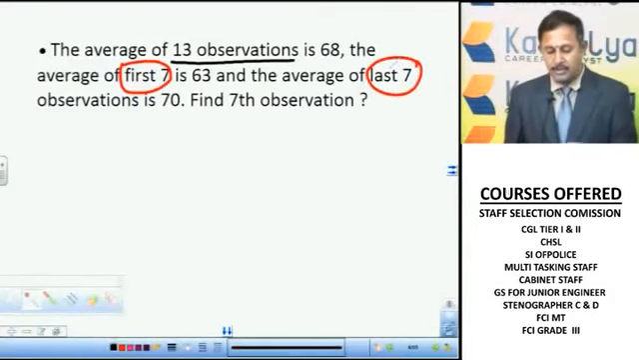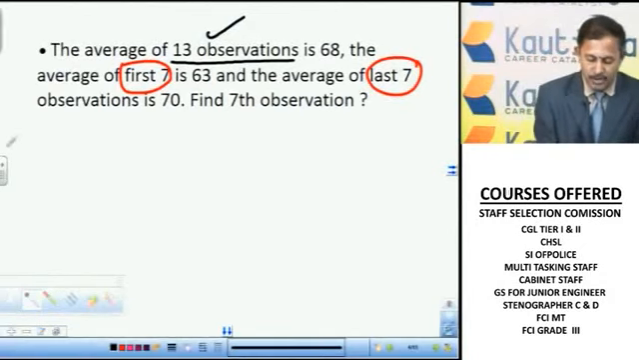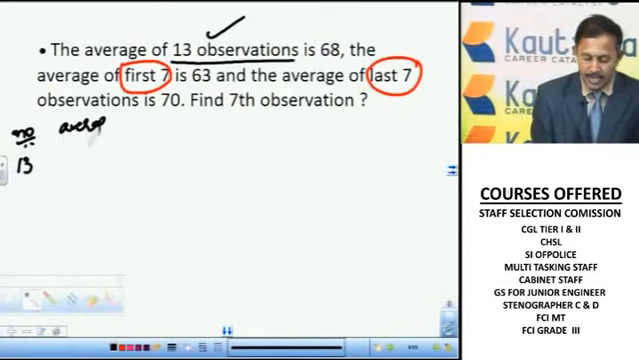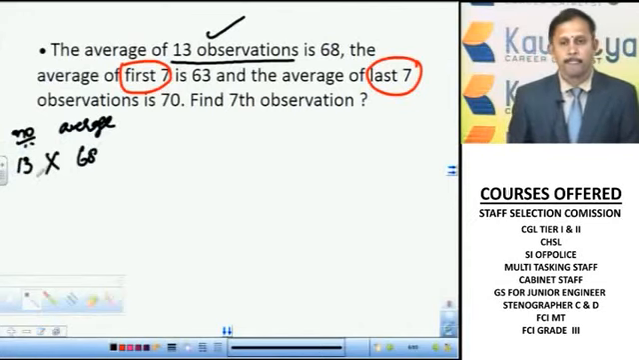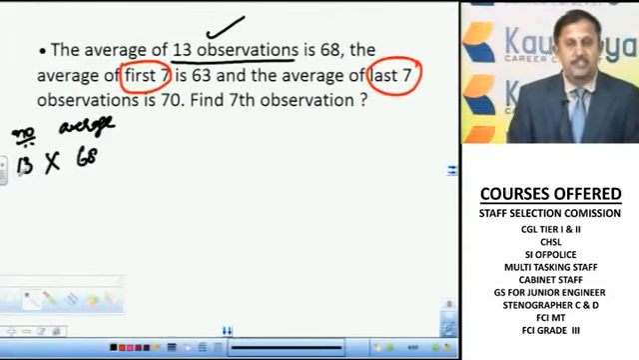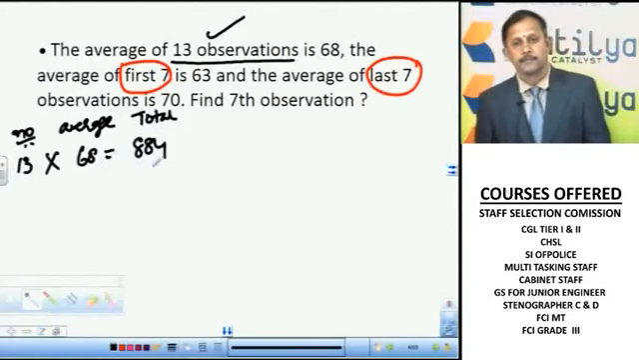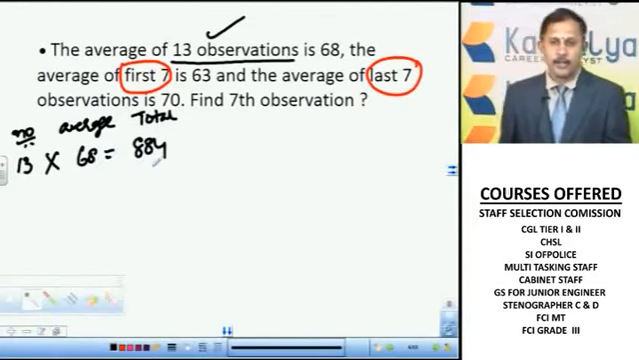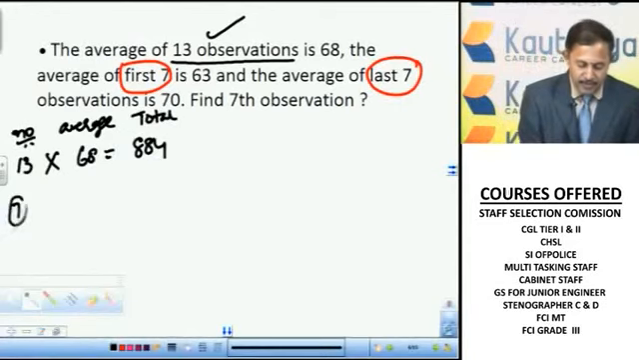Friends, in this case, as per the first sentence, there are 13 elements. The average of 13 elements is 68. So here the number of elements is 13 and their average is given as 68. So number into average, that gives the total value, which is 884. This 884 is the total for all the 13 elements.